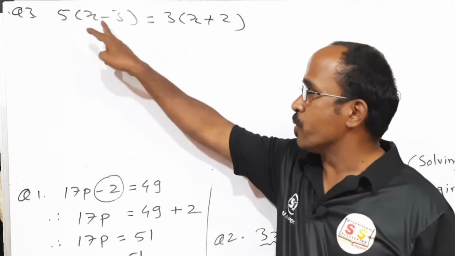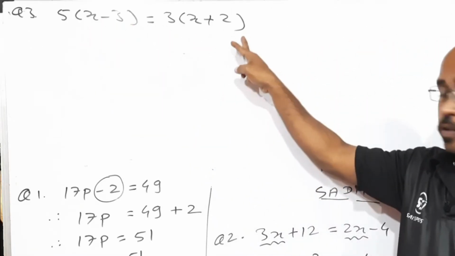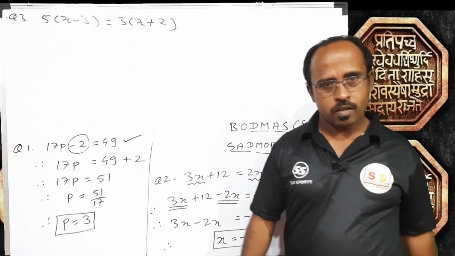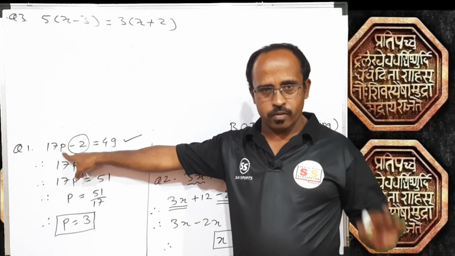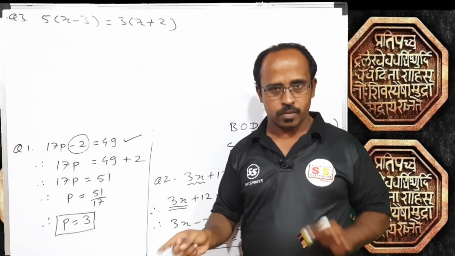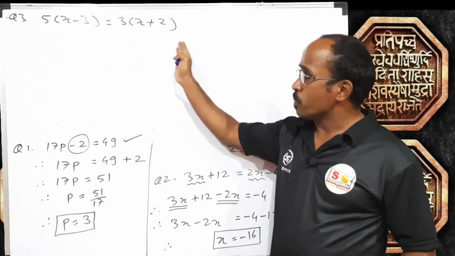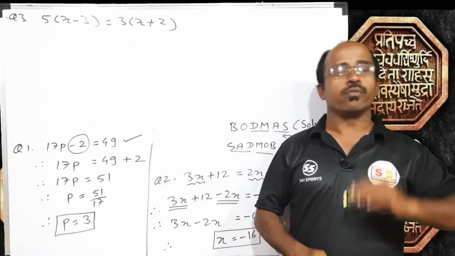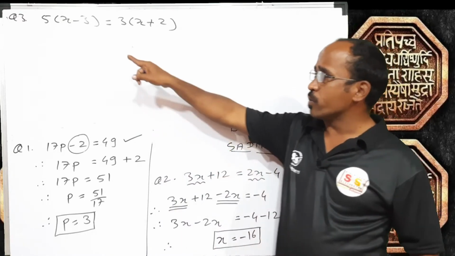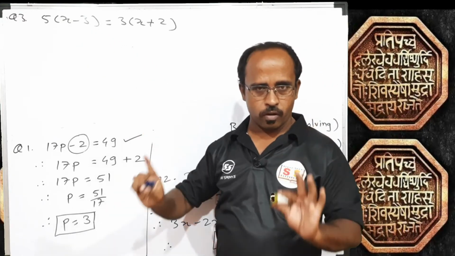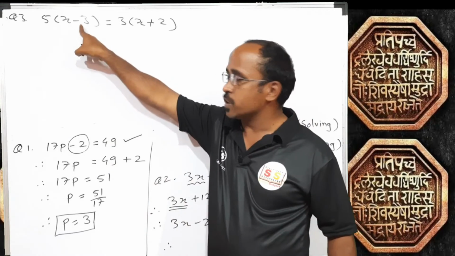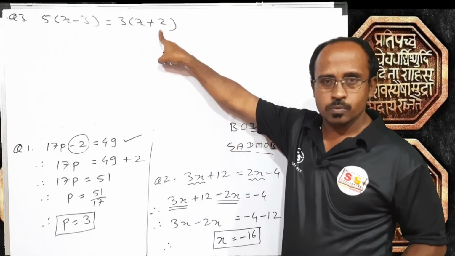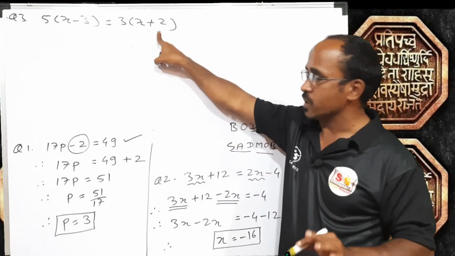The third question is 5 into x minus 3 is equal to 3 into x plus 2. We can solve problems of this type where finally one variable will be there and a few numbers will be there on the left and right hand side. But here is a different case. A bracket is introduced. Then what do we have to do? We have to solve the bracket first according to BODMAS. So what is there inside the bracket? x minus 3. Unlike terms, addition and subtraction is not possible. Here x plus 2. Addition and subtraction within the bracket is not possible.